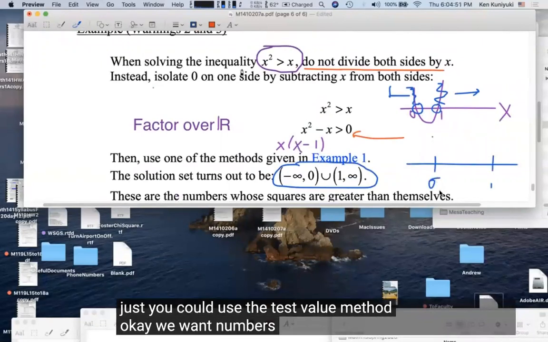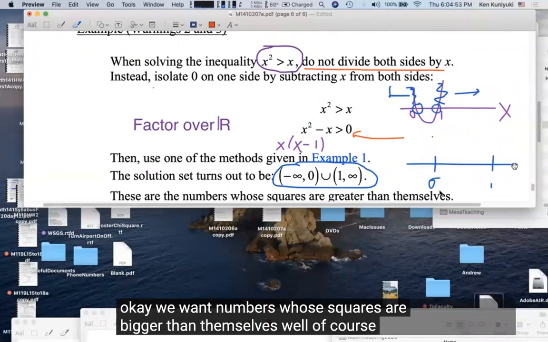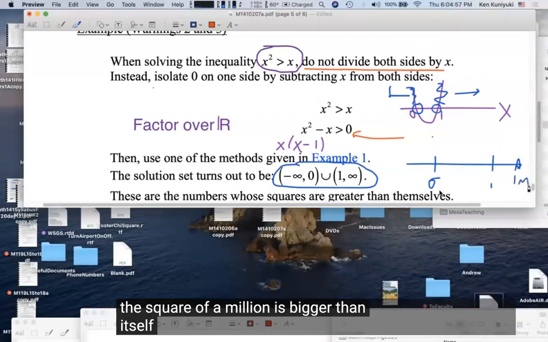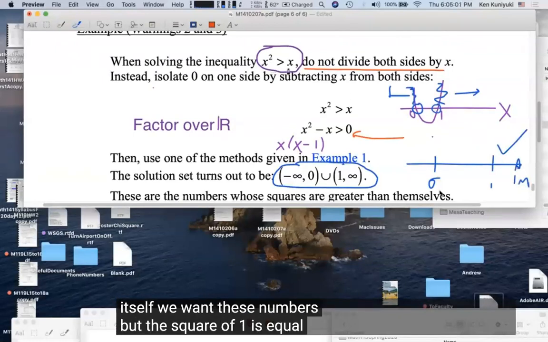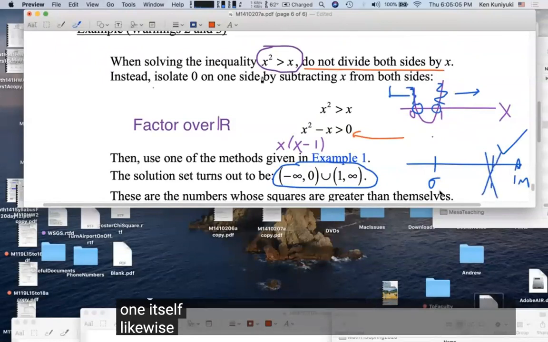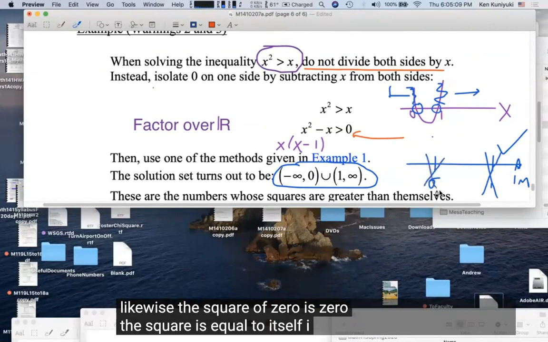Okay, we want numbers whose squares are bigger than themselves. Well, of course, if you take a number like 1 million, the square of a million is bigger than itself. We want these numbers. But the square of 1 is equal to 1. It's not greater than 1. I don't want the 1 itself. Likewise, the square of 0 is 0. The square is equal to itself. I don't want the 0.